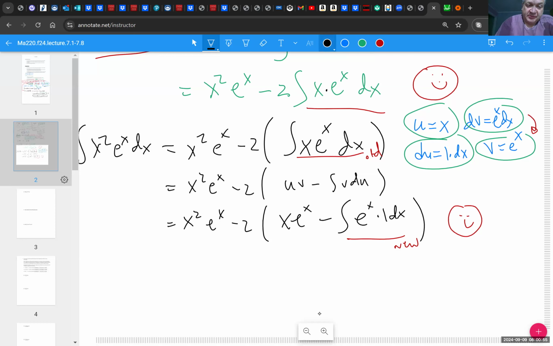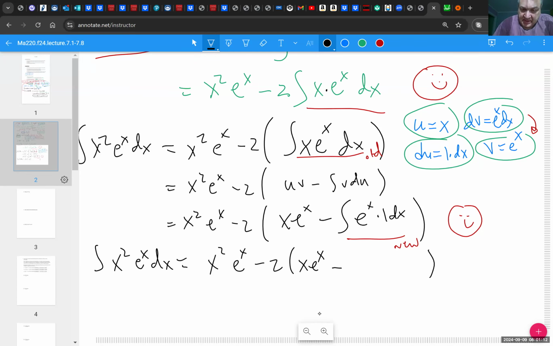All right, so the original integral, our x squared e to the x dx thing, was x squared e to the x minus 2 times some stuff, based on our first use of integration by parts. And that's going to be x e to the x minus, now, this thing still needs to be done. So the antiderivative of e to the x times 1 dx is just e to the x, because the 1 doesn't matter. And I'm going to put the plus c over here just because it doesn't really matter where I put it. I'll just put it at the end.